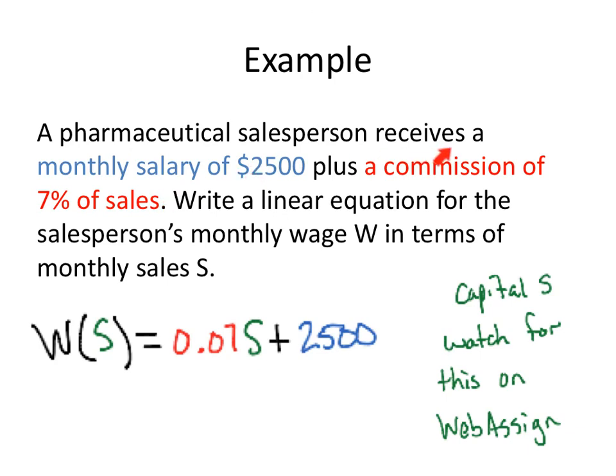A pharmaceutical salesperson receives a monthly salary of $2,500, guaranteed $2,500 a month. Plus, so I'm going to add, a commission of 7% of sales. If sales is given by the capital S, our variable has to be a capital S, 7% in decimal form, 0.07, times the amount of sales plus the $2,500 base salary will be our linear function. Call it W, use a capital S as your variable.